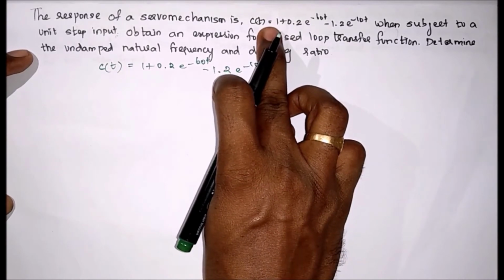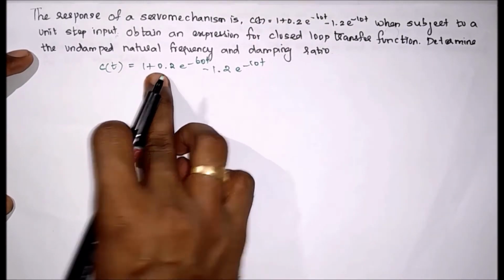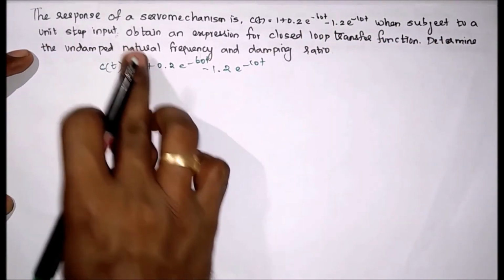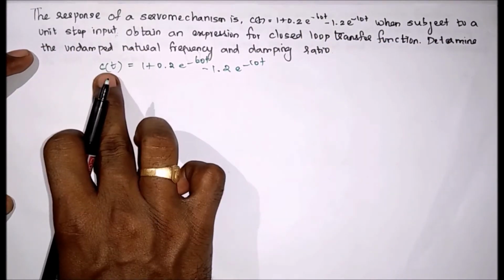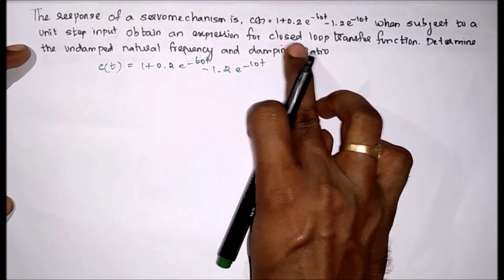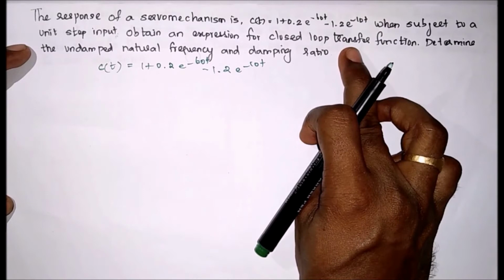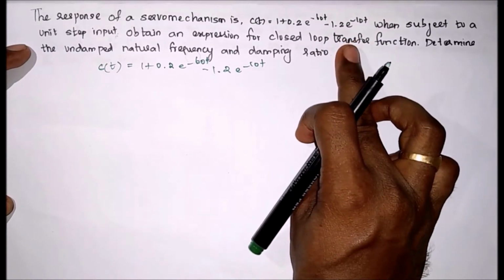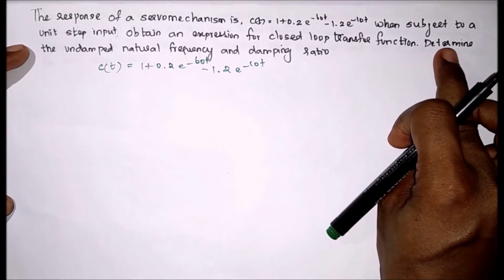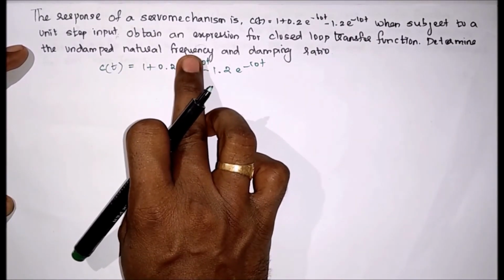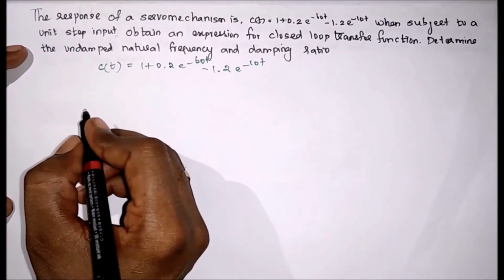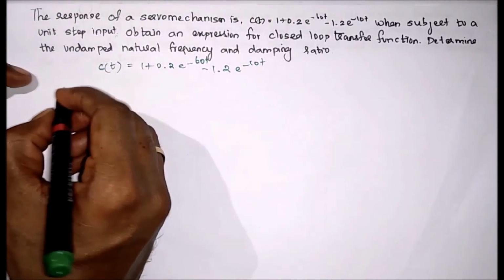According to the given problem, this is when subjected to a unit step input. Based on this output response, we have to derive an expression for the closed loop transfer function. After obtaining the closed loop transfer function, we have to determine the undamped natural frequency omega n and damping ratio eta. So now from this, we have to take the Laplace transform.